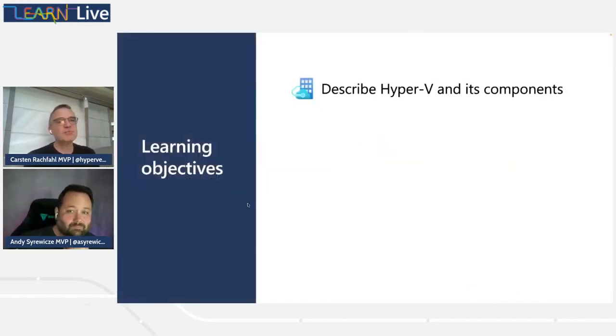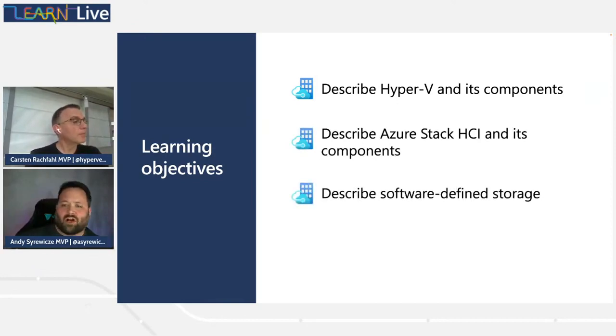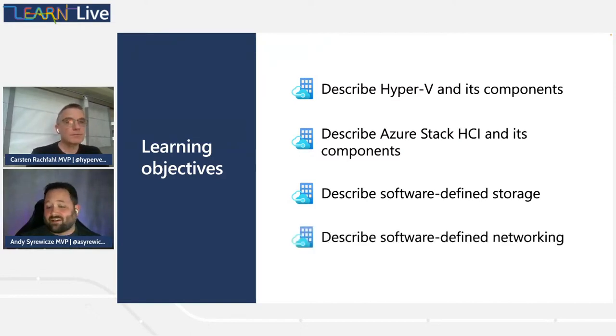So, diving into our topic, the learning objectives. For this particular module, again following along with the module that we link to, the first thing we're going to do is talk about Hyper-V and its components, because at a core level, Hyper-V is super critical to Azure Stack HCI, and it enables a lot of the features that Azure Stack HCI brings to the table. Then we're going to talk about Azure Stack HCI itself and its various components. And then we'll get into software-defined storage, where Carsten's going to take us through Storage Spaces Direct and all of the considerations and things to worry about with that. He's also going to take us through software-defined networking, so everything in the SDN stack inside of Azure Stack HCI. There's a lot to digest in those two sections.